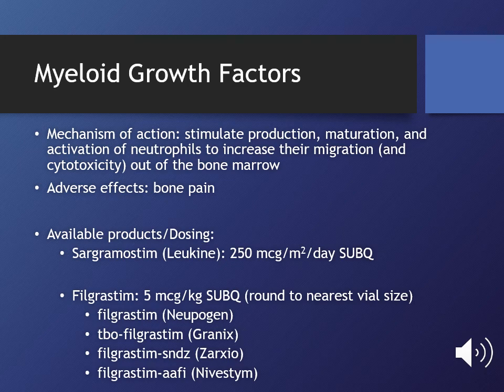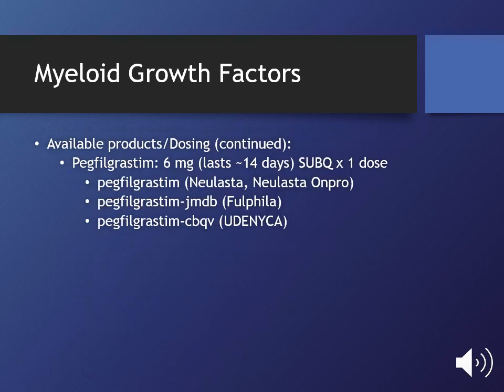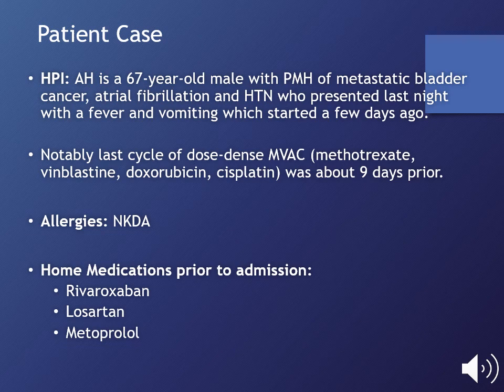common side effect. The available products include sargramostim, also known as Leukine, as well as filgrastim and its biosimilars, which are listed for you here. Other myeloid growth factors include pegfilgrastim and its biosimilars. Something to note is that pegfilgrastim and its biosimilars are only indicated for the prevention of chemotherapy-induced neutropenia and not for treatment.